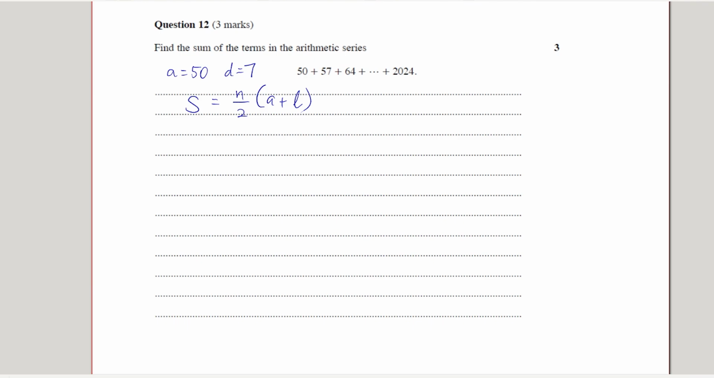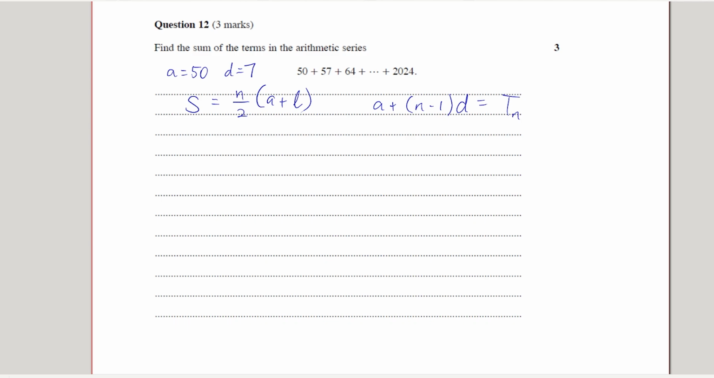We don't know n, so we use another formula, and all of these formulas are in your formula sheet, so you don't have to worry about memorizing them. I do recommend knowing what each of the terms are. So d is difference, n is the number of terms, a is the first term, and l is the last term. So let's use this formula. That's the number of terms formula.